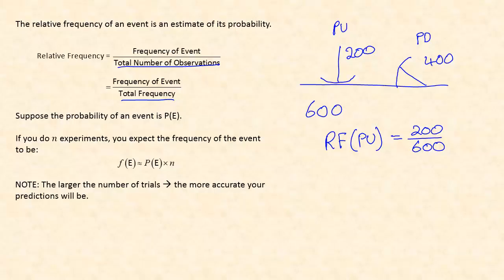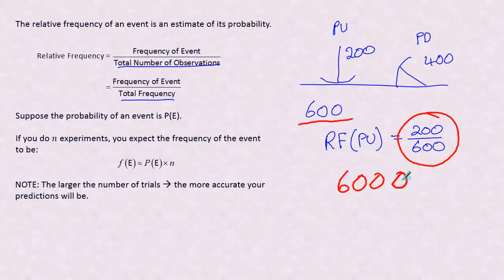So over here, where we looked at 600, that might be reasonably accurate, this 1/3 probability here. But if we'd done 600,000, we might expect the result to be more accurate.